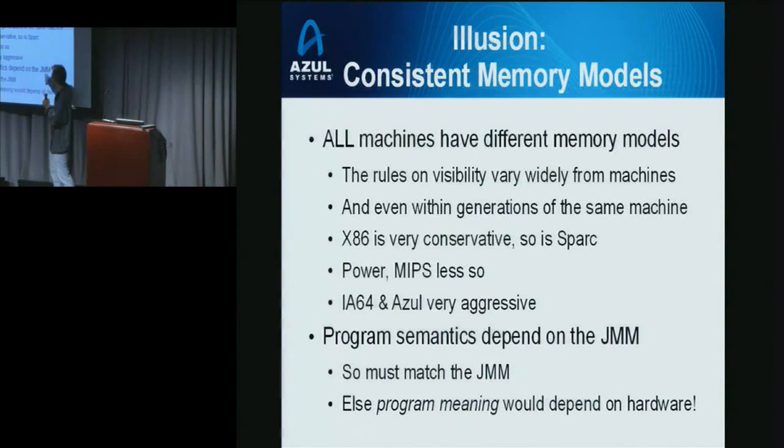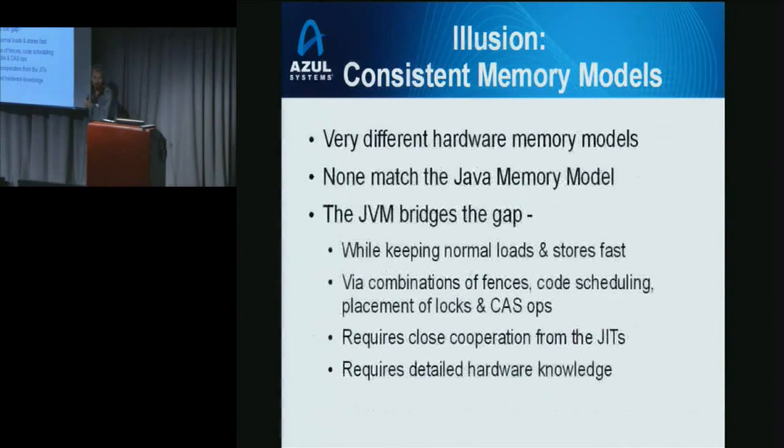Okay, so really we have to match the Java memory model, despite the fact that we have all these very different memory models from the underlying hardware. If you just execute loads and stores without thinking about the order in which they happen, you'll get programs whose very meaning depends on the hardware you run on. If I ran it on this x86 today and that MIPS chip tomorrow, the meaning of the program would be different because the underlying memory model is different. So given different memory models, and actually none of them match the Java memory model, the gap has to be bridged by the JVM. But it has to keep that gap bridged while keeping the bytecode cost model.